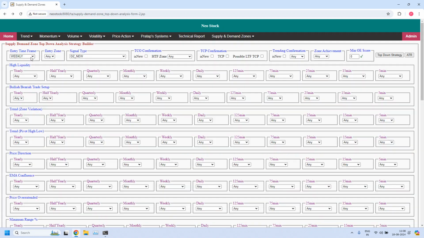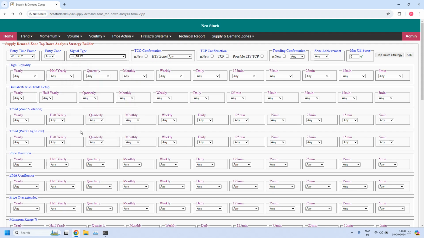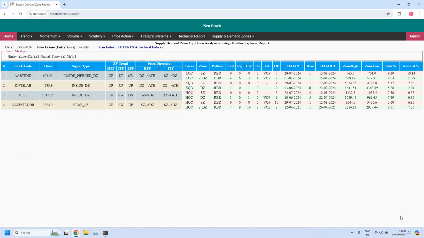The next report for weekly time frame, let us find the stocks having newly created weekly supply zones. So these 4 stocks are having newly created weekly supply zones.